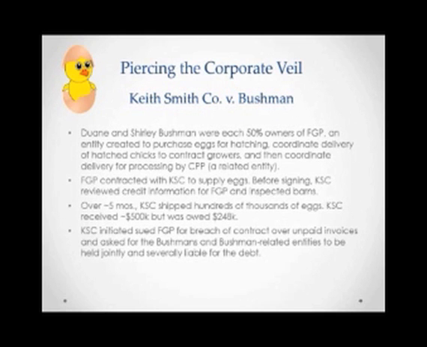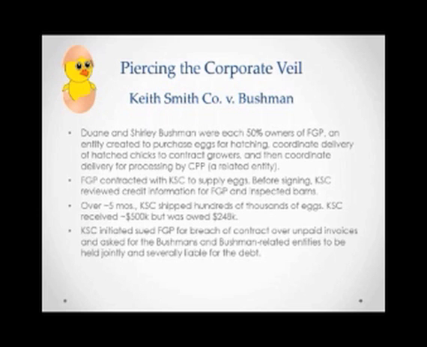But kind of similar issues in this Keith Smith Company versus Bushman case. So this was relating to an egg hatching corporate structure. The Bushmans, a married couple, were 50% owners of this corporate entity that was created to purchase eggs for hatching, and then coordinate delivery, and then process. And so there were several Bushman-related entities along the way, and CPP, the one that would process, was related partly. There were some other players as well.